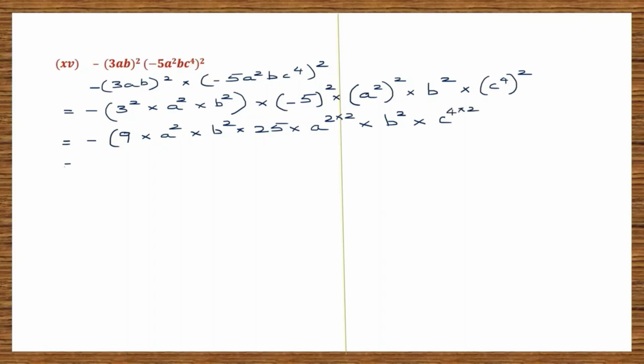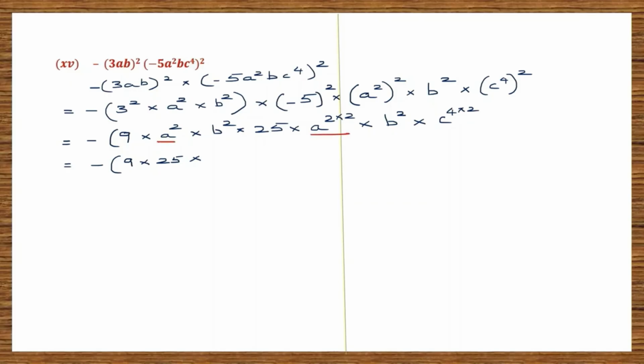So here what do we have? We have minus 9 into, now let's get the numbers together, 9 into 25. Let's get all the a's together. So here we have 1a, then again we have a here. So let's get the a's together.